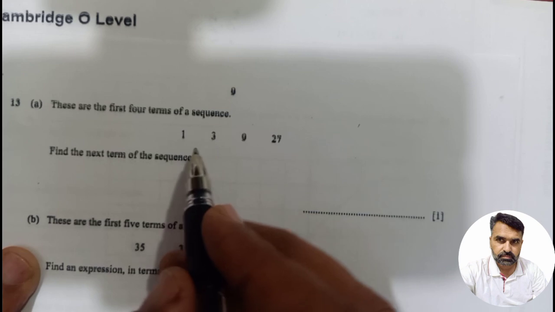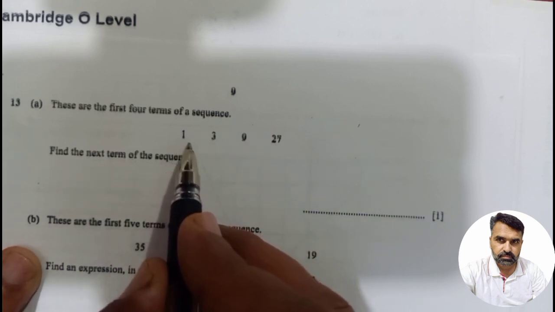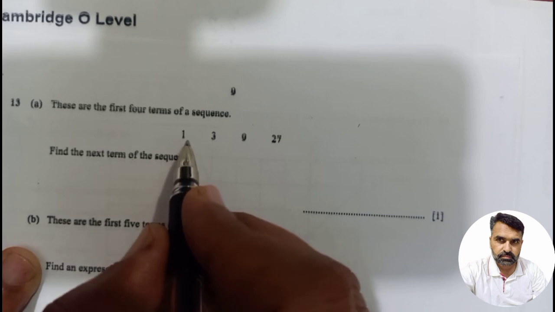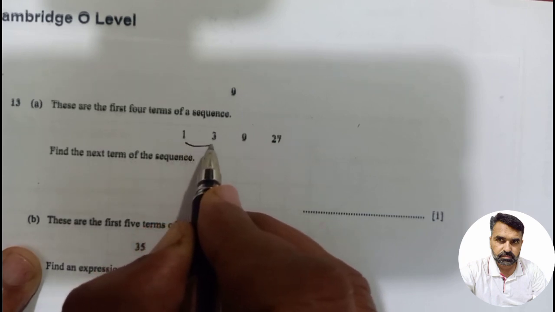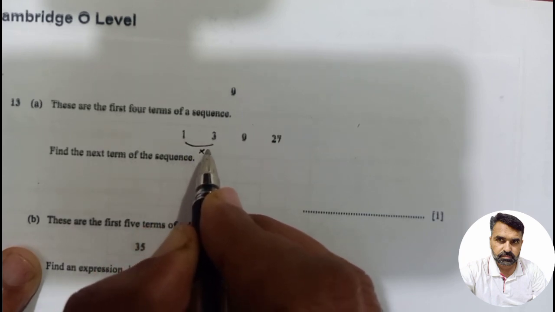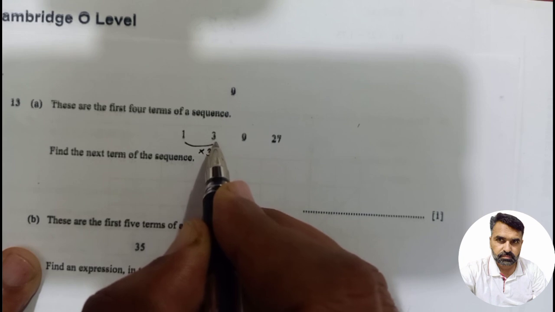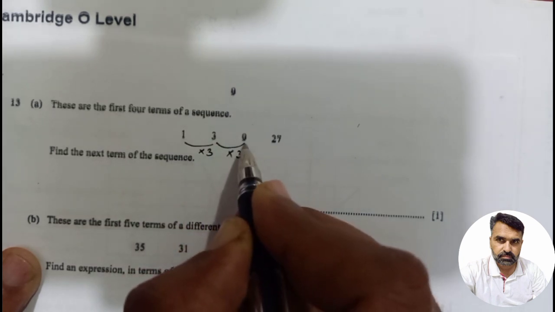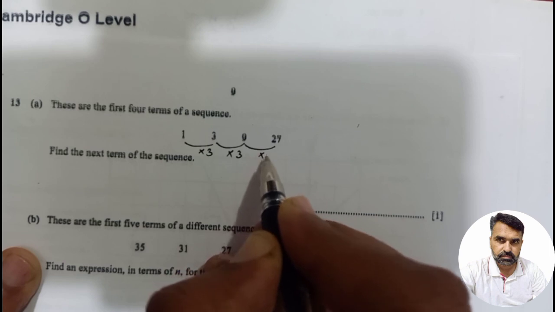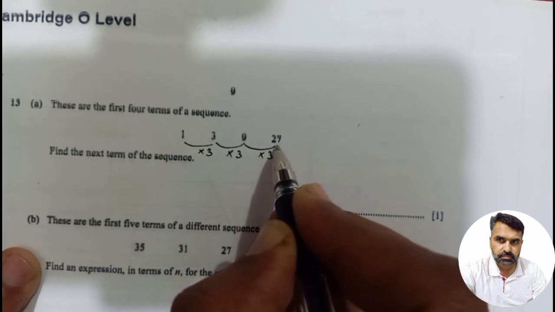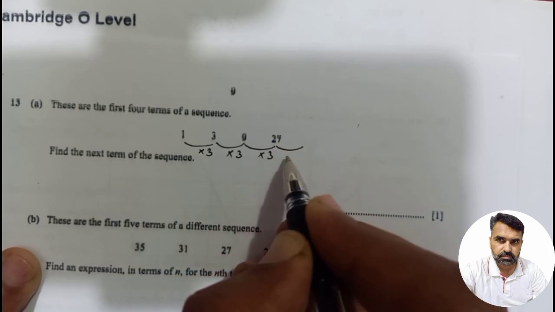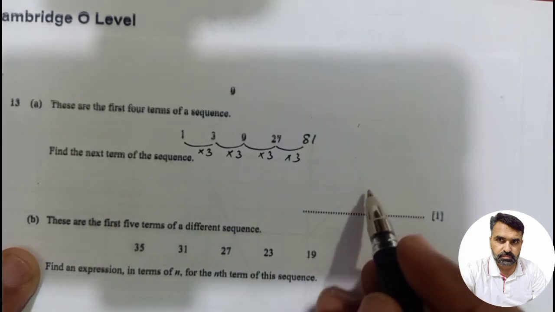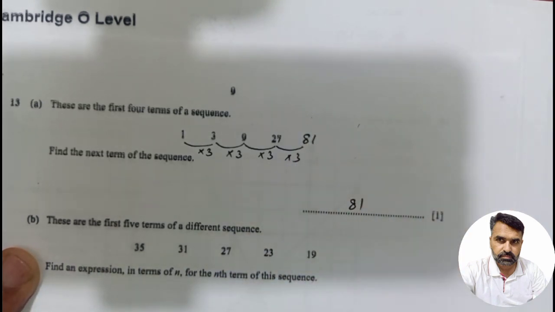Now students, look at the terms 1, 3, 9 and 27, and it is multiplication. If we multiply the first term with 3, we will get 3, and if we multiply the second term with 3, it will become 9, and again we will multiply 9 with 3 and it will be 27, and again we have to multiply 27 with 3 and it will be 81. So the answer is 81.